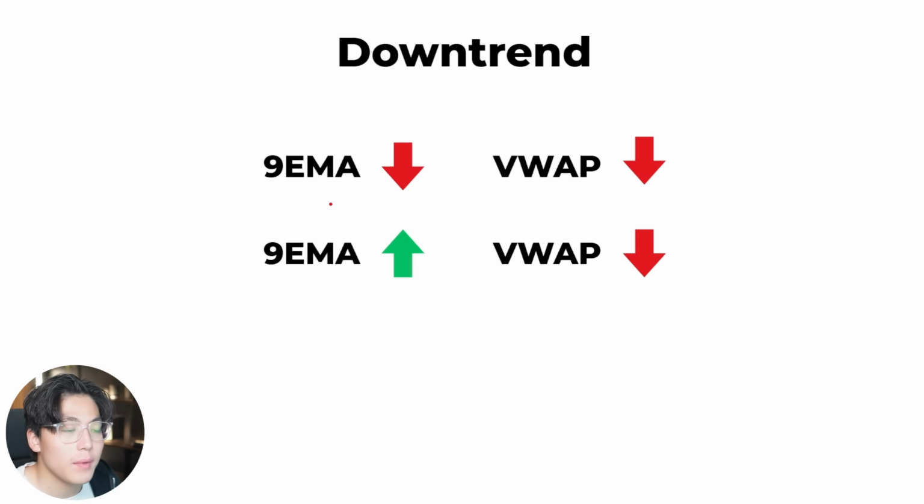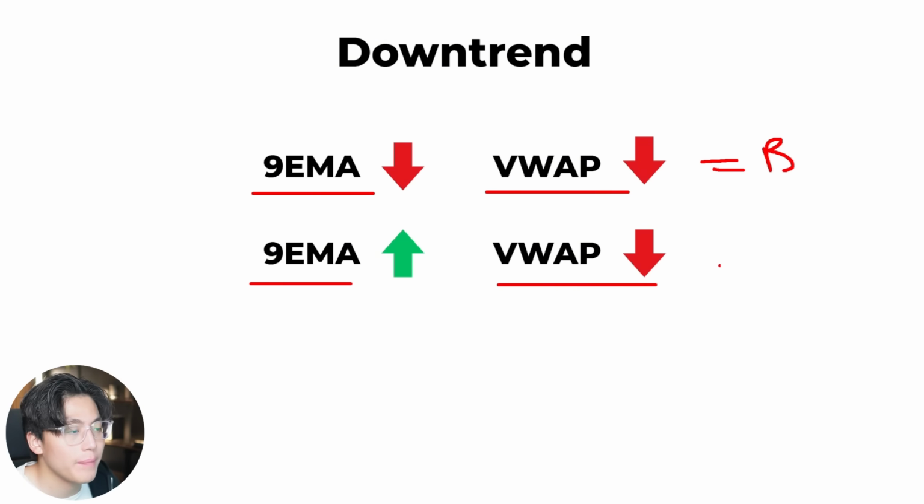A good rule of thumb is when price is below the 9 EMA along with below VWAP, that means we are very bearish. If we're above the 9 EMA and still below VWAP, that means we're bearish, but not as bearish. If we're both underneath the 9 EMA along with VWAP, that means there's going to be the best opportunity that price is going to continue lower.